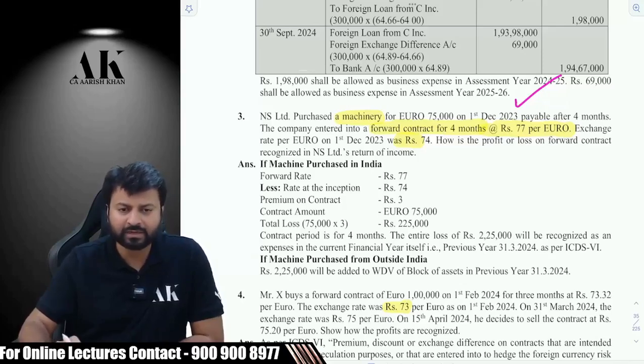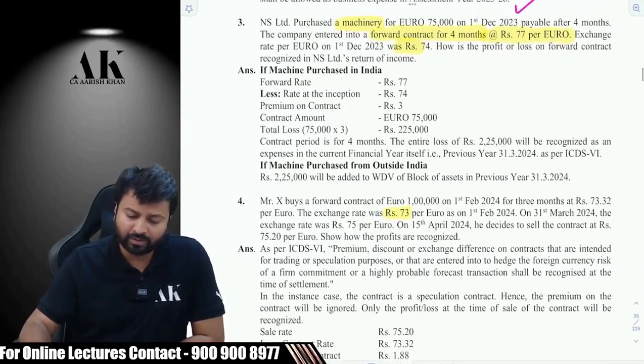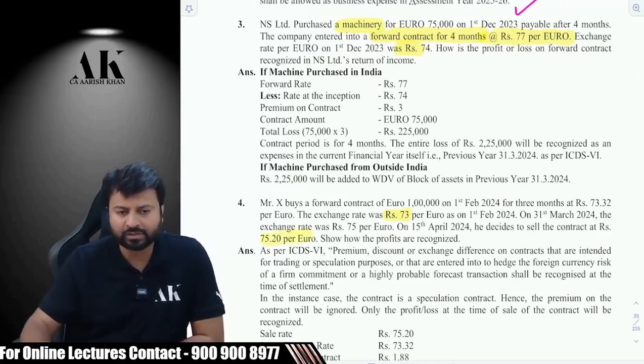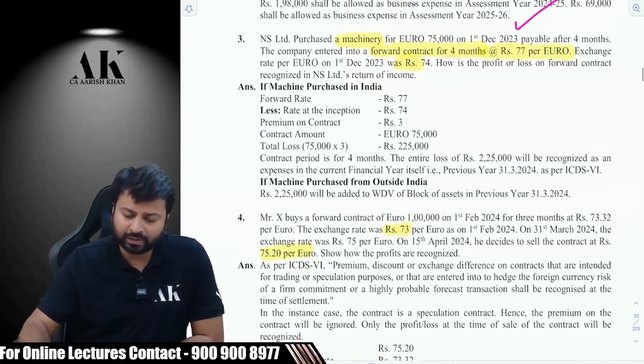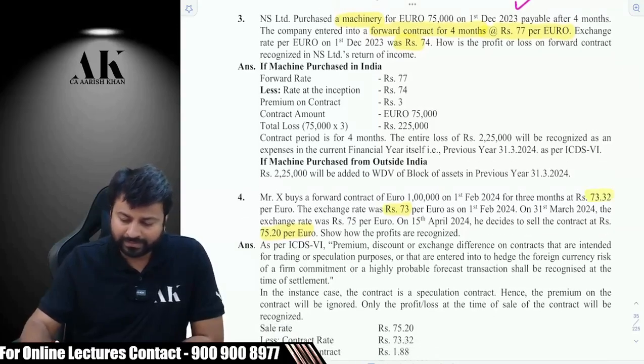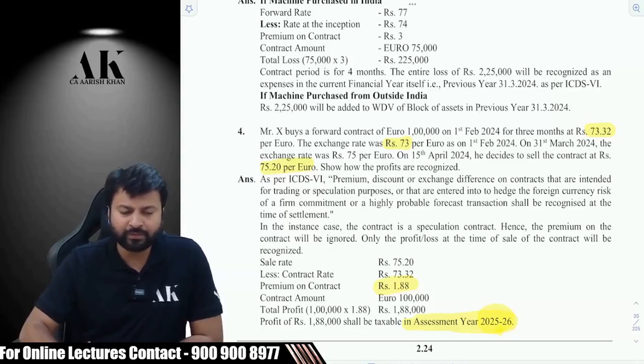You will recognize it in the year of settlement directly, right? Yes, sir. So how will you recognize? At what price are you selling the contract? You are selling the contract at 75.20, right? And at what price did you get the forward contract? 73.32. So the difference amount will be considered as your income or loss, whatever it is. And that will be taxable in the year in which you settle the transaction. It is settled in April 2024, which is previous year 2024-25. Assessment year what? 2025-26. Is it clear to everyone?